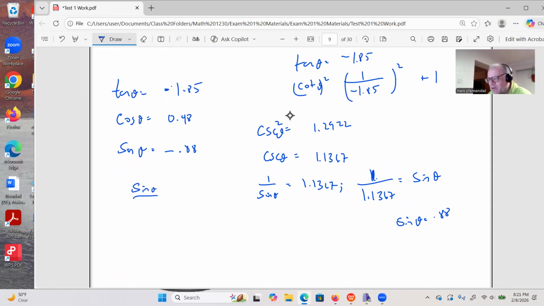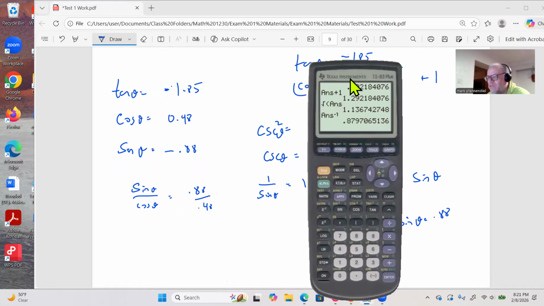What's my sine theta over my cosine theta? That's 0.88 over 0.48, and we'll see what happens with that. Do I get something close to that value there? 0.88 divided by 0.48. We have to be close. So 1.83-ish, we got 1.85. Because I rounded so many places, I'm going to say that's probably close enough.